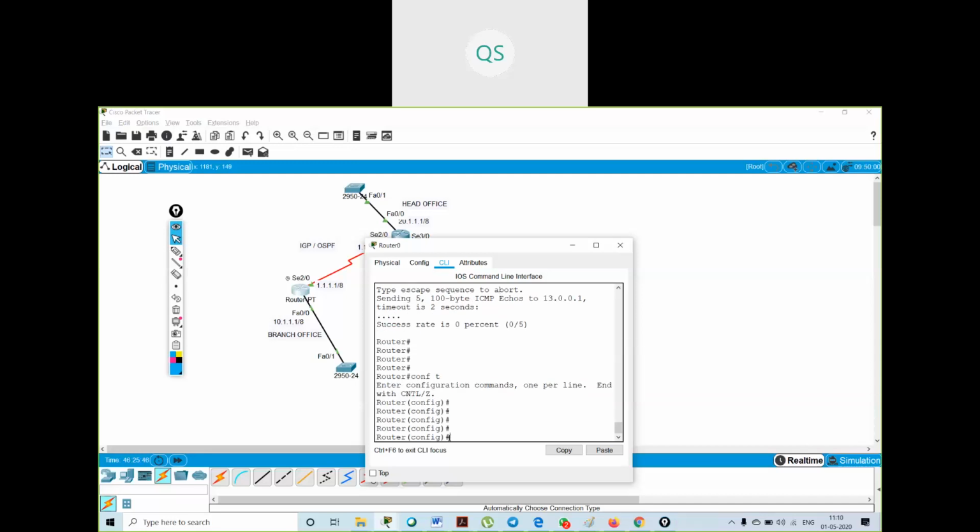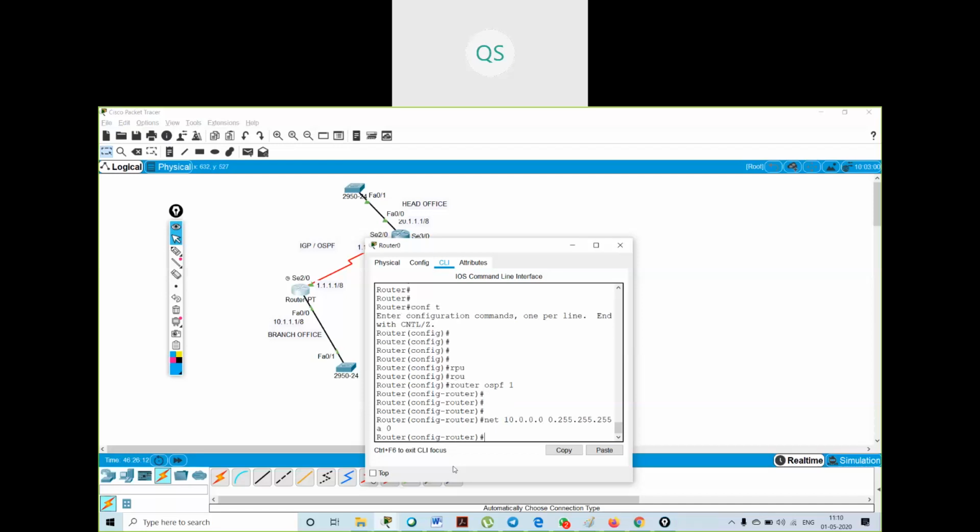To configure OSPF on my branch office, I have to say router OSPF 1. Then I have to advertise the network. Which network? 10 dot network, with wildcard mask 0.255.255.255, in area 0. I'm taking the single area concept, not multiple areas. And 1 dot network of the WAN. So the 10 dot network of the LAN and the 1 dot network for the WAN. I advertised these two networks in this router.